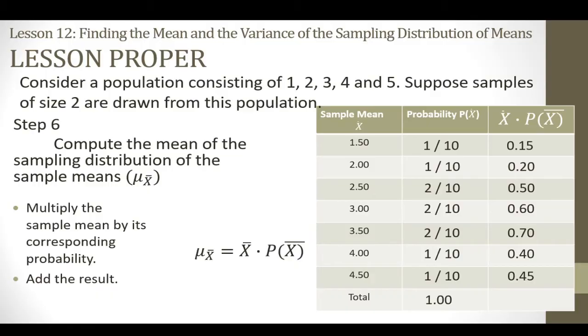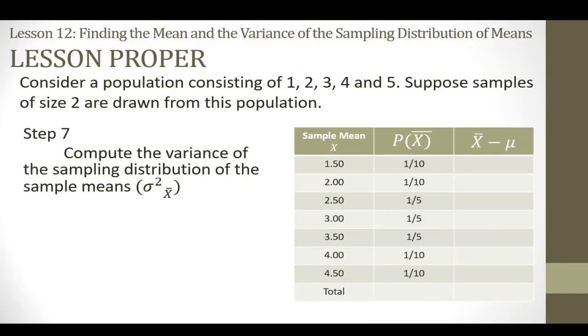Ayan. So, nasusundan ba? Again, multiply lang to ha. Next. Pag inadd natin yan, anong lalabas? Lalabas yan ay 3. Kuha ba? So, ibig sabihin, ito yung ating mean ng sampling distribution. Kuha ba? Okay, good. Next, we compute the variance of the sampling distribution of the sample mean.